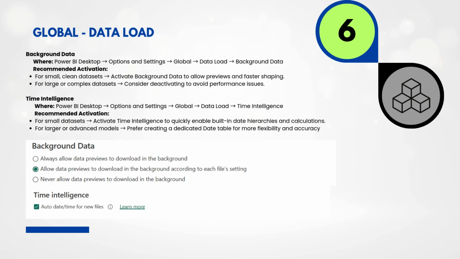But for professional, large, or complex models, auto date/time can actually cause problems. It creates hidden tables for every date column, which can bloat your model and slow performance. Plus, it limits flexibility, for example, if you need fiscal calendars or custom hierarchies. Best practice in those cases is to deactivate auto date/time and instead create a dedicated date table, mark it as a date table in Power BI, and you will have full control over your time intelligence calculations.